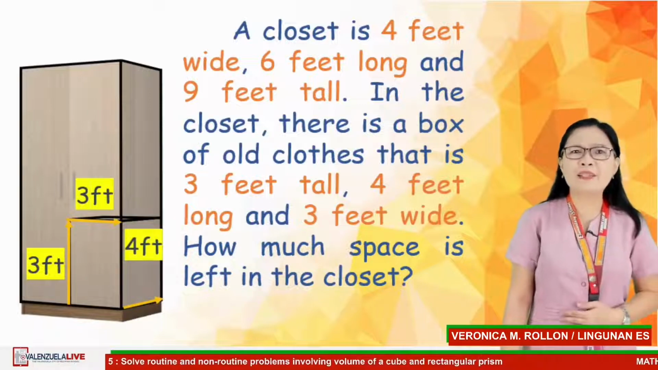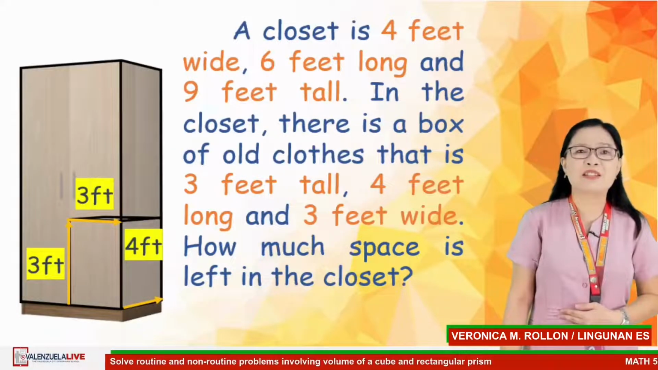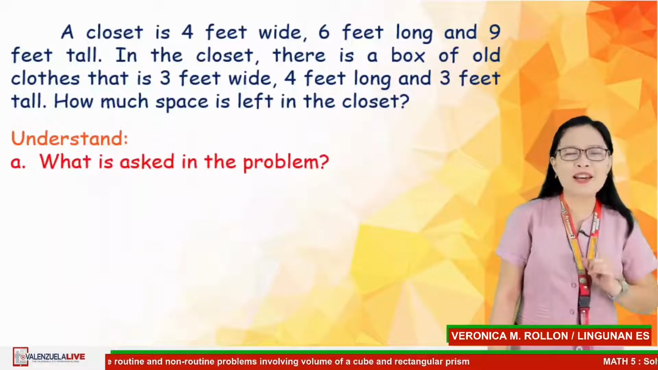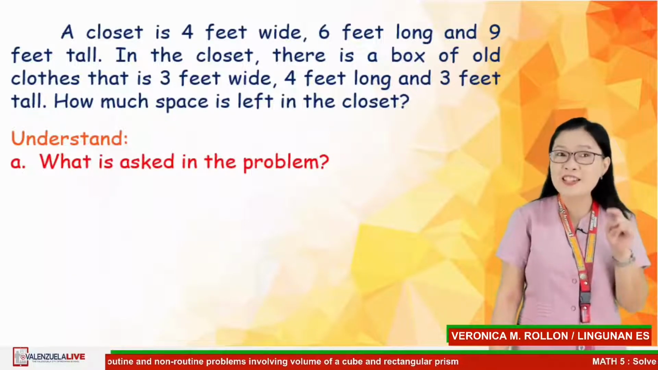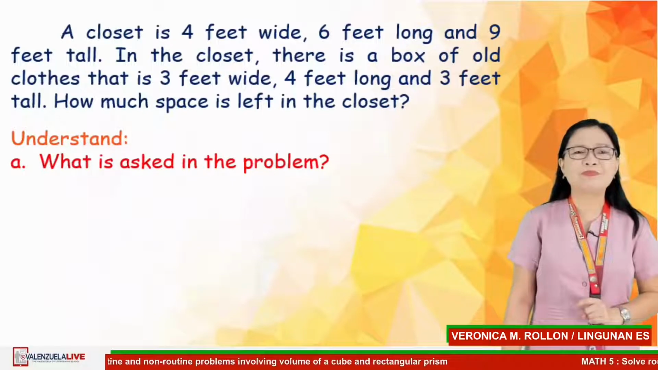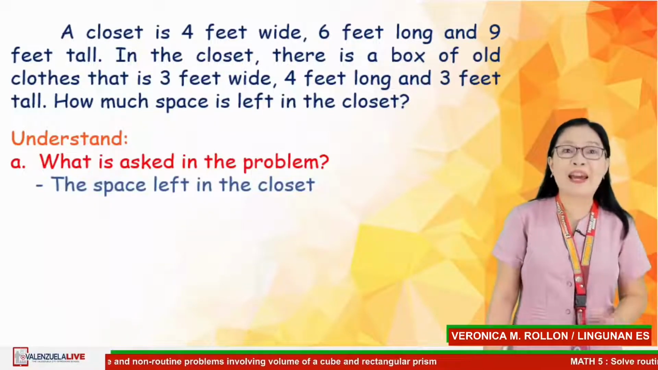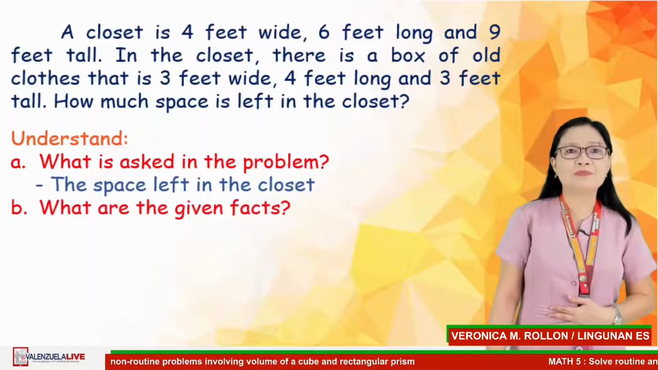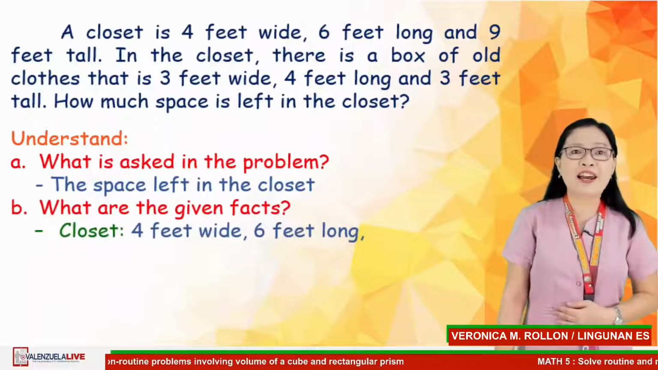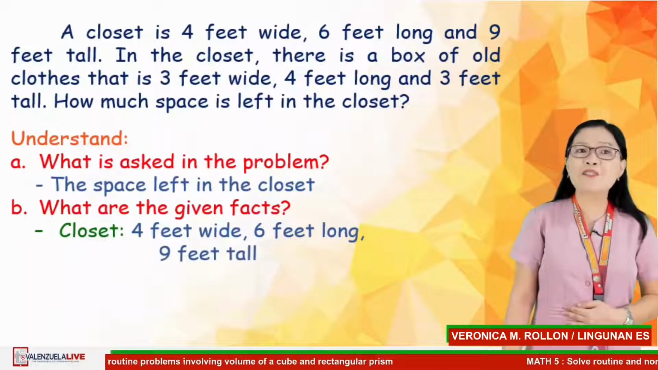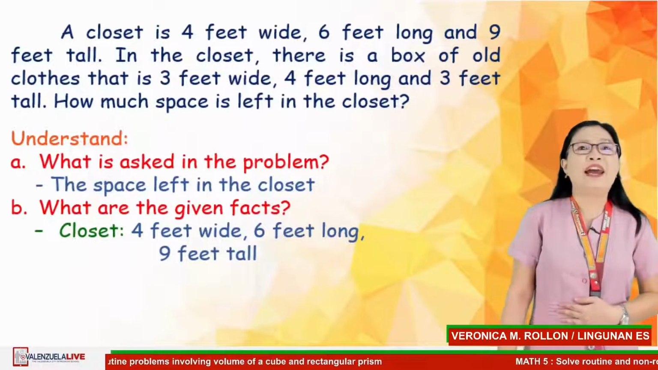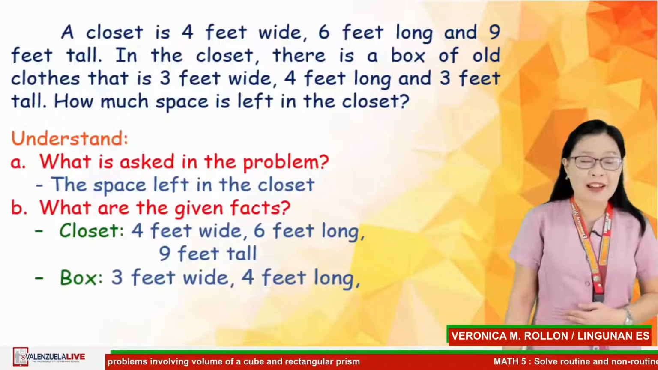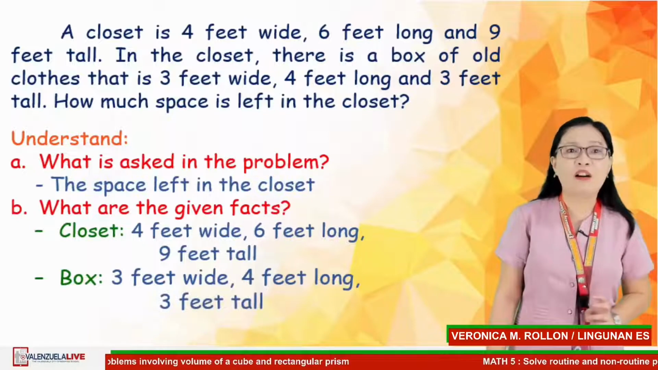Now, let's analyze the problem. How are we going to solve this? First, we have to understand what is S in the problem. Type in your answer in the comment box. What is S in the problem? You're right. The space left in the closet. And what are the given facts? The given facts are, for the closet, it has 4 feet wide, 6 feet long, and 9 feet tall. And the box inside the closet, the measurement is 3 feet wide, 4 feet long, and 3 feet tall.